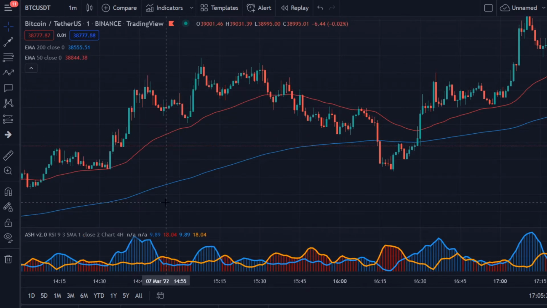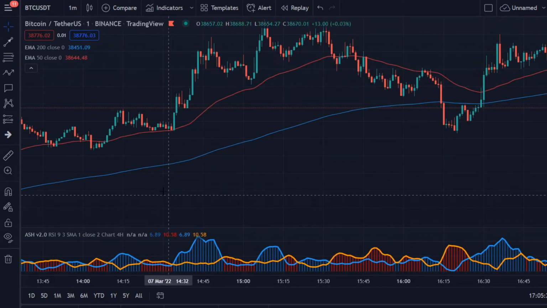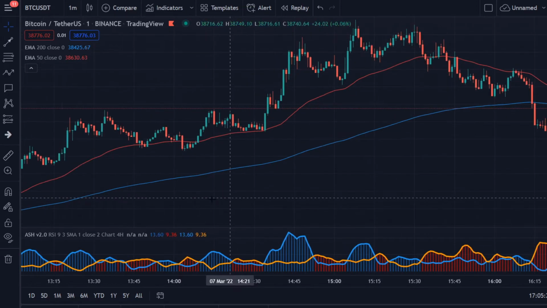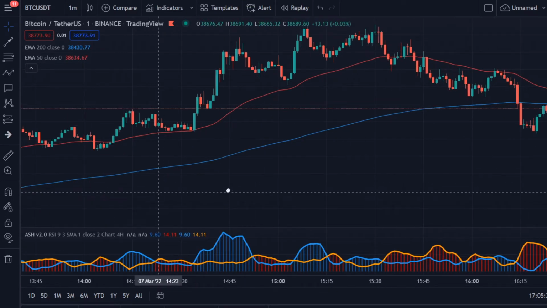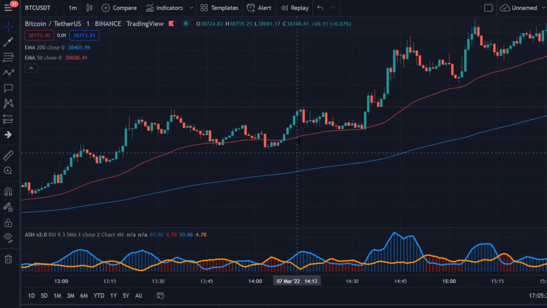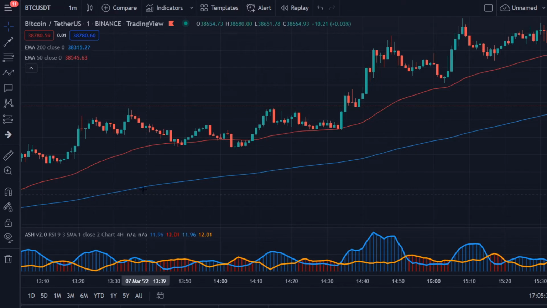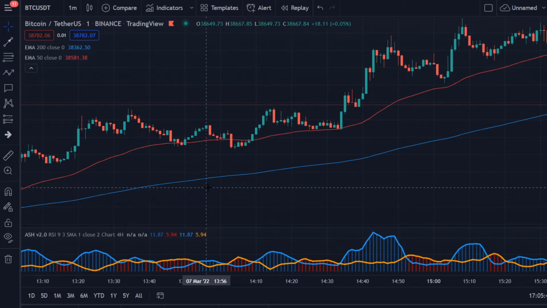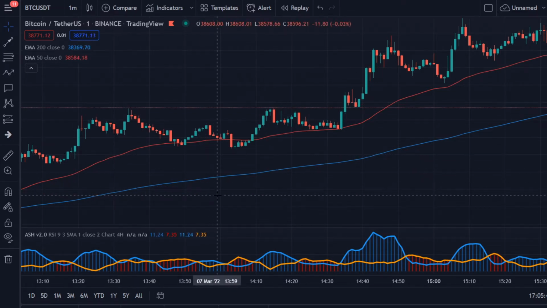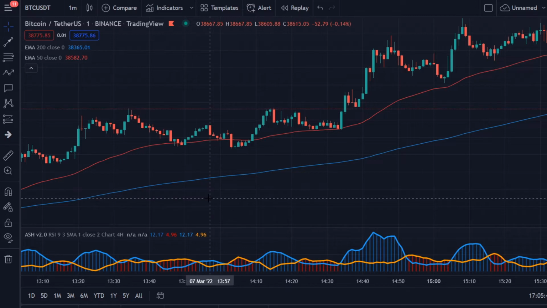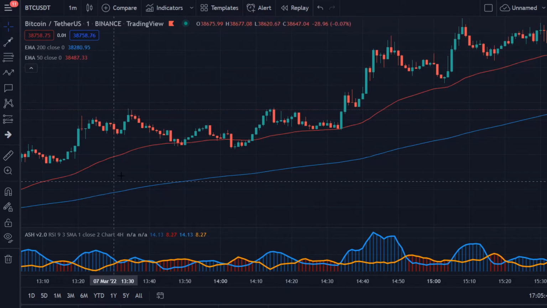So let me explain the trading rules. First of all, in order to take a buy trade, we need the price to be above the 200 and the 50 exponential moving average. If the 50 is above the 200, then we're only looking for buy opportunities. When the 50 is below the 200 exponential moving average, then we're only looking for sell opportunities.